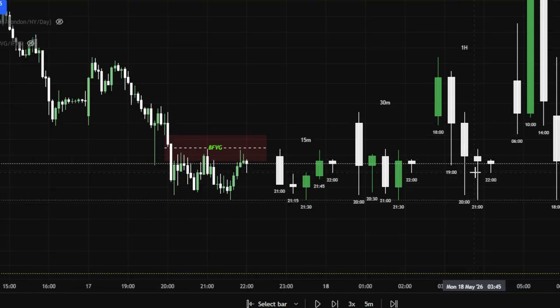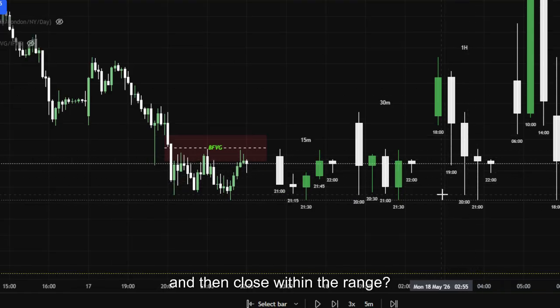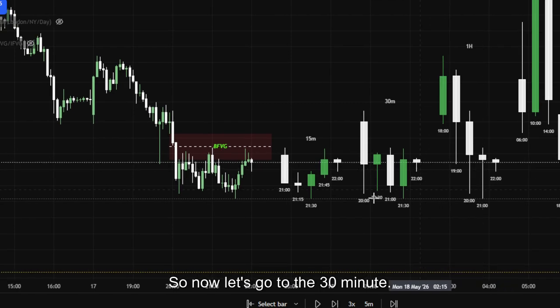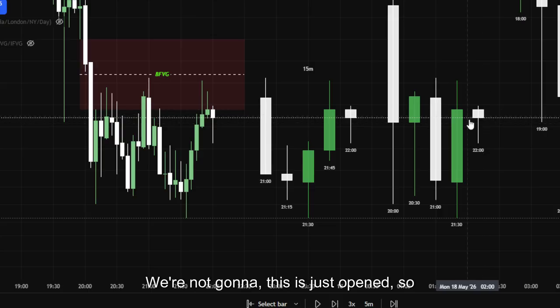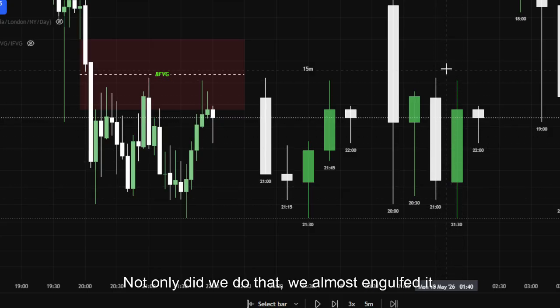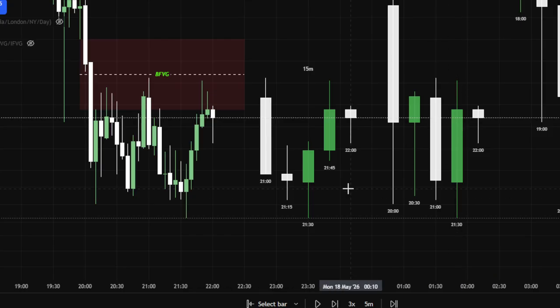The hourly. What did we just get? Did we sweep the previous candle and then close within the range? Yes, we did. This is a candle 2. So now let's go to the 30-minute. We're not going to, this is just opened, so we're not taking this into consideration. This 30-minute candle, did we sweep the previous candle and then close within the range? Not only did we do that, we almost engulfed it. This is a very bullish signal.